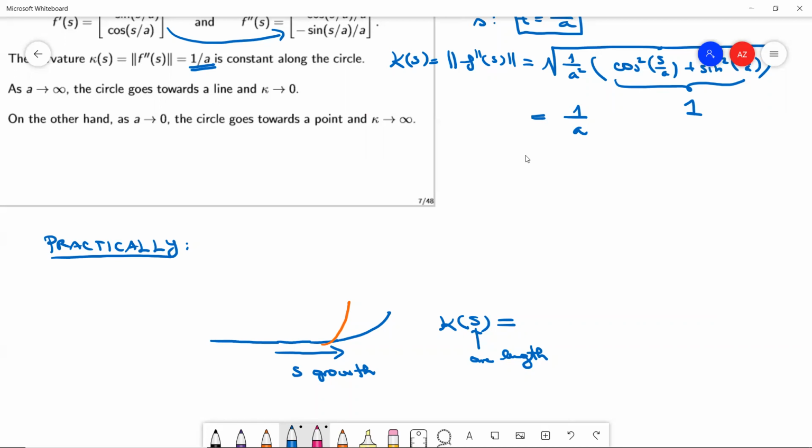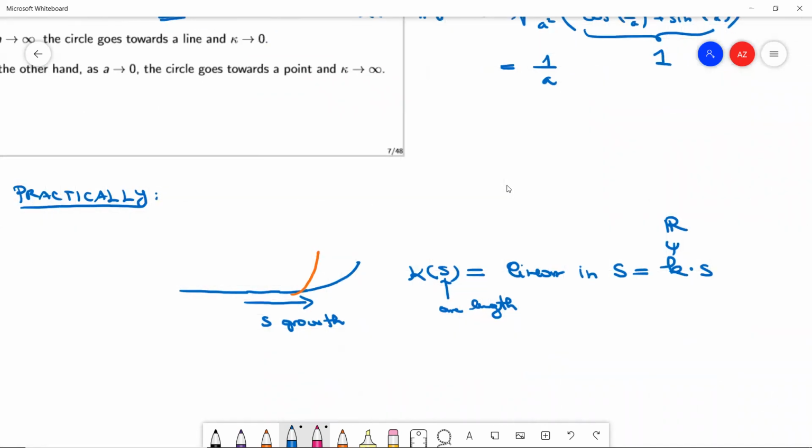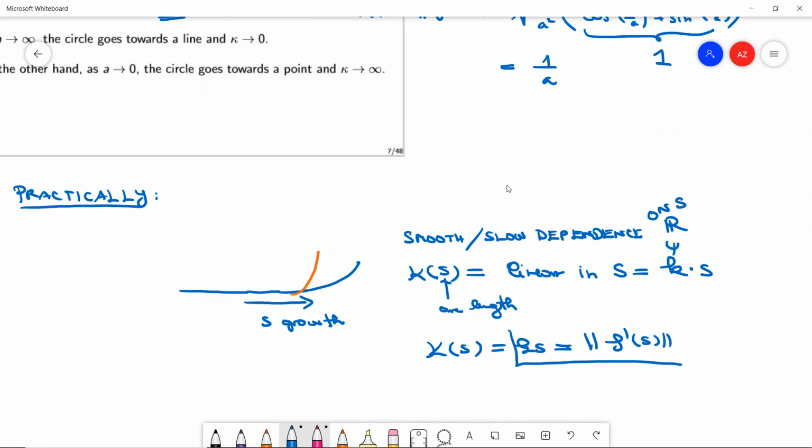One way of saying that this should grow smoothly and slowly is to say that it's linear in s. That means that it's some k times s, where k is a real number. So a smooth, slow dependence on s. And in fact, this ks is equal to the norm of f prime prime of s. This is an equation where f is unknown. We would like to model this function f. And it turns out that it's not very hard to figure out from this condition what f is.